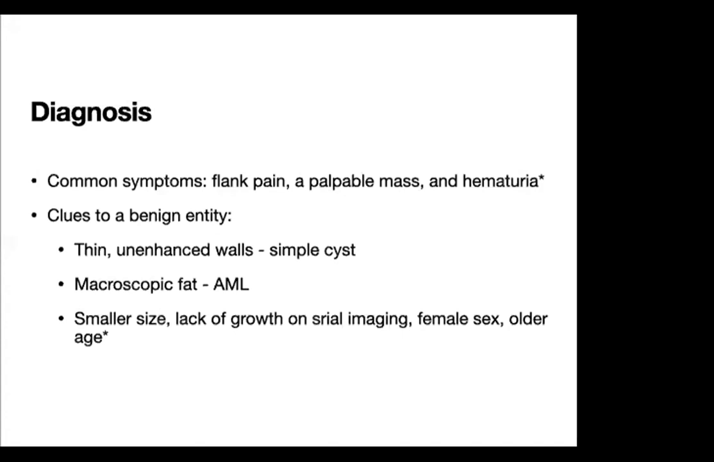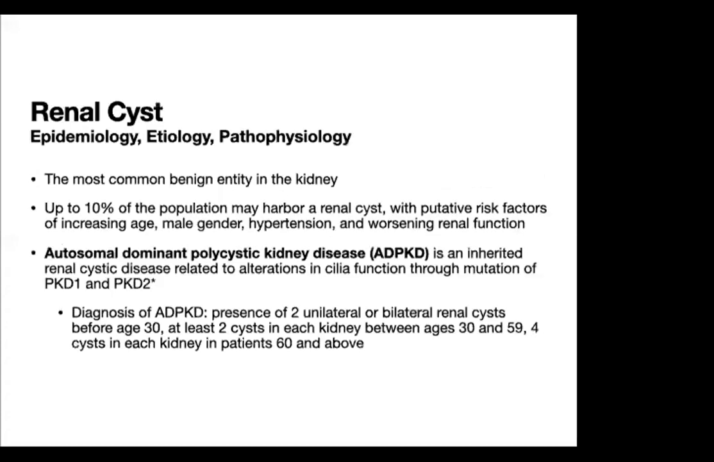Clues to a benign entity will include thin enhanced walls, which will point towards a simple cyst, macroscopic fat, which will lead you to a suspicion of AML, and smaller size, lack of growth on serial imaging, female sex, and older age. However, none except lack of growth over time can reliably rule out malignancy. So the first for our benign renal tumors is the renal cyst. It is the most common benign entity in the kidney.